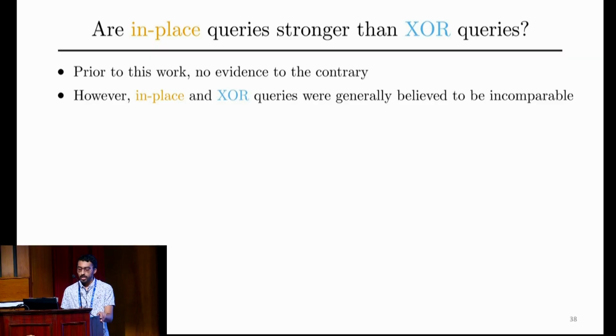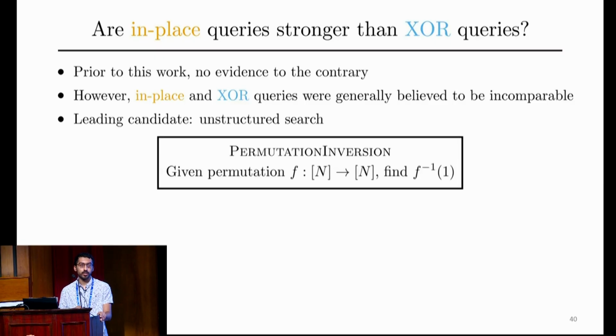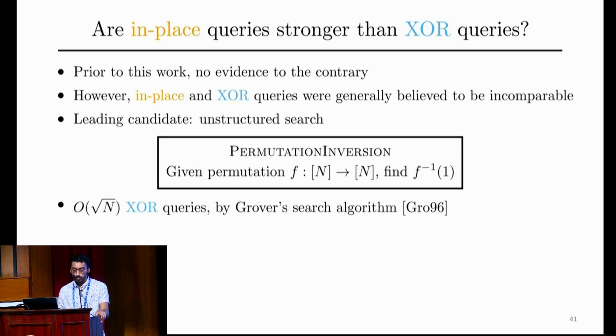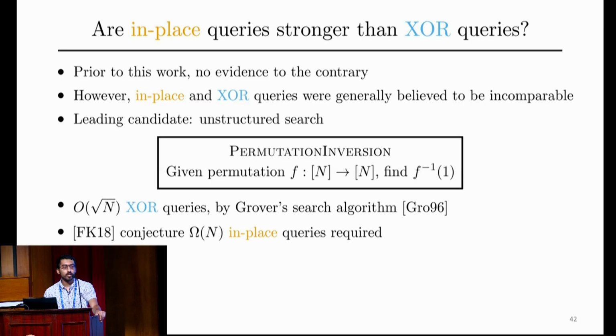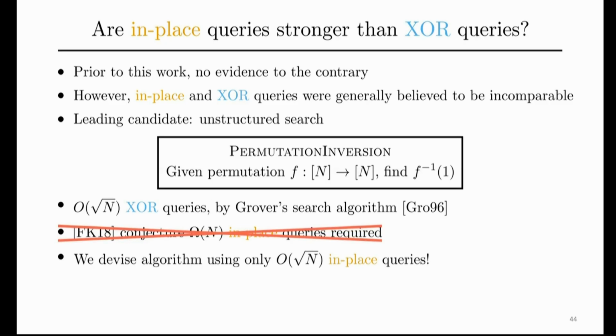But at the same time, XOR queries and in-place queries were believed to be incomparable. And the leading candidate for a problem that required more in-place queries than XOR queries was unstructured search, which in the case where f is a permutation is called permutation inversion. And this requires root n XOR queries by Grover's search algorithm. But in 2018, Pfefferman and Kimmel conjectured that you would need at least order n queries to an in-place oracle in order to solve this problem. And in this work, we refute this conjecture by providing an algorithm that uses only square root of n in-place queries to f.